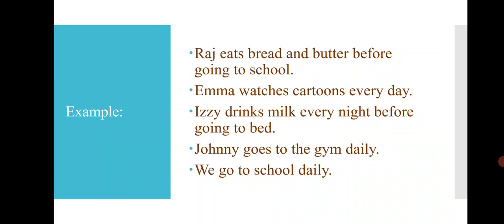Next, Johnny goes to gym daily. Goes is the present form. This is an example for present tense. We go to school daily. Go is the present form and gone is the past form. Here the verb is go, so it is an example for present tense. So a present tense denotes an action happening in the present, and these are some of the examples for present tense.